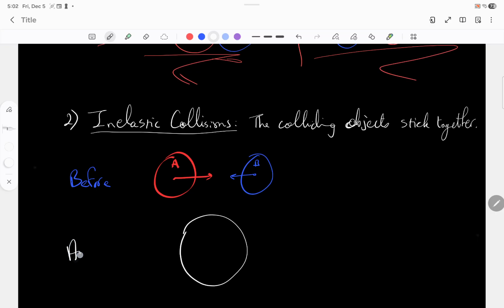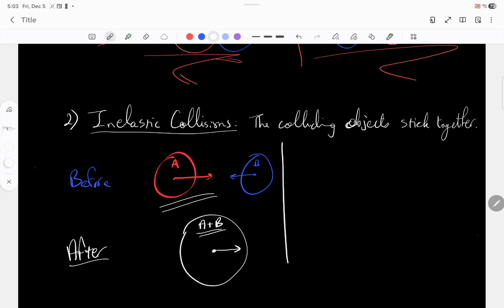But what matters is that in the after image, you form a more massive object that has the mass of A and B together. And this object will move in the direction of the object that had more momentum. So suppose A had more momentum and B had less momentum. That means this larger object will move in the direction of object A. Not necessarily at the same speed, but at least we know the direction.